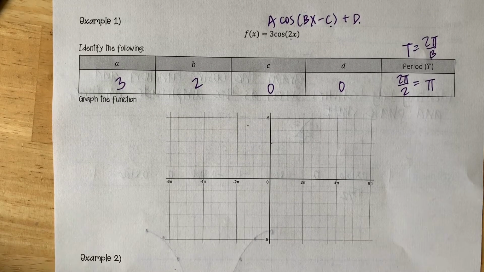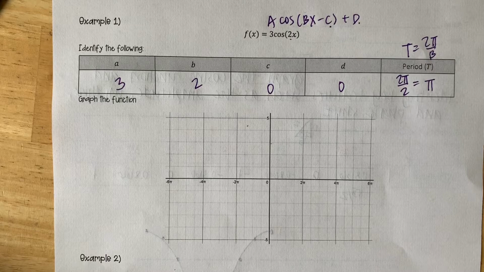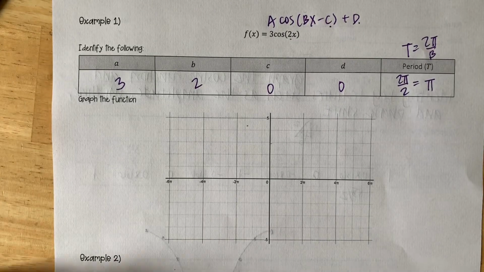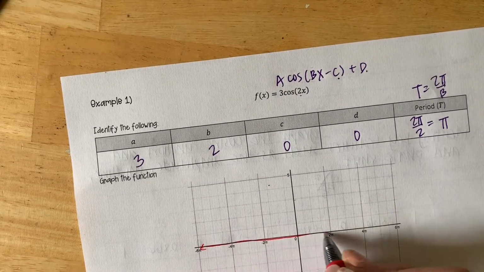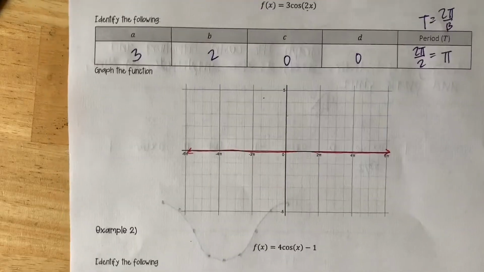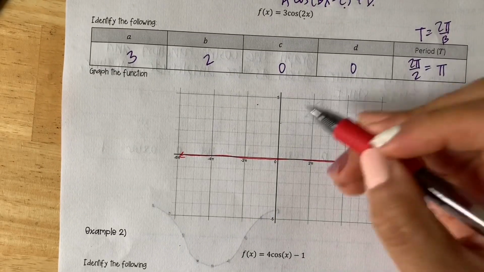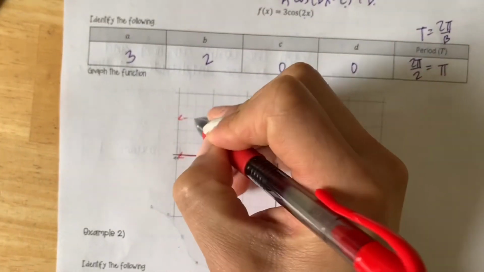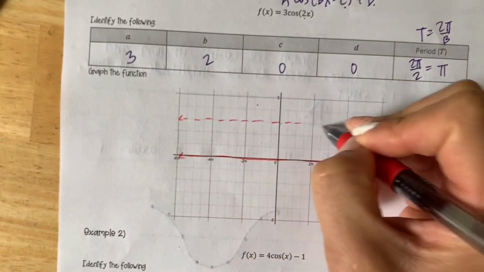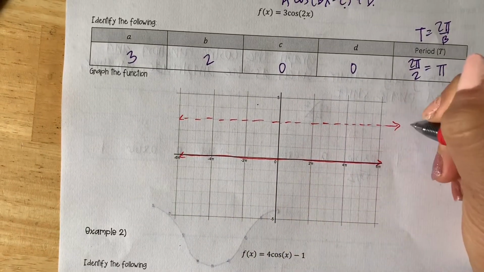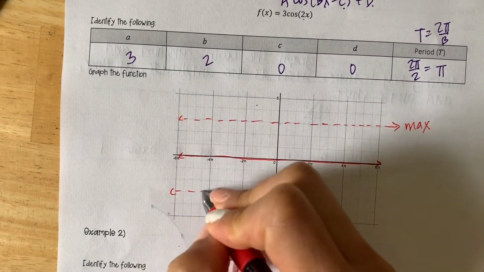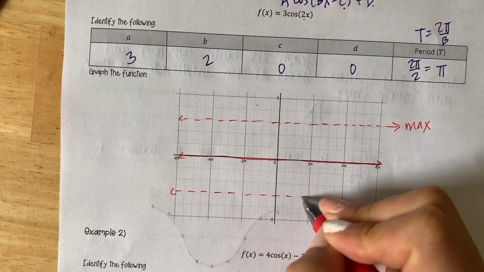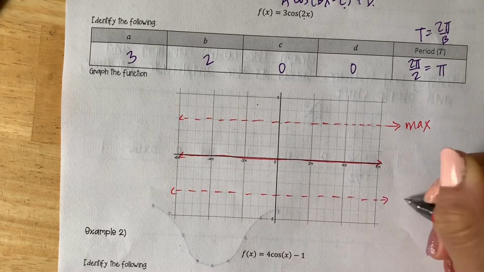So we'll start off with our midline, which is 0. So that means we're going to start at the x-axis. We're going to create our amplitude sandwich. We're going to go up 3, so that'll be the top of our function, also known as the max. Then we're going to go down 3, which will be the minimum.